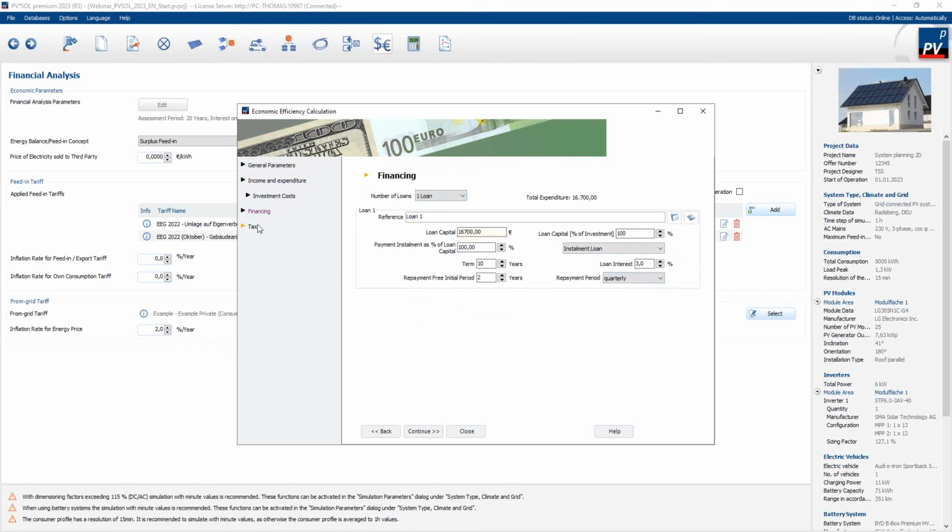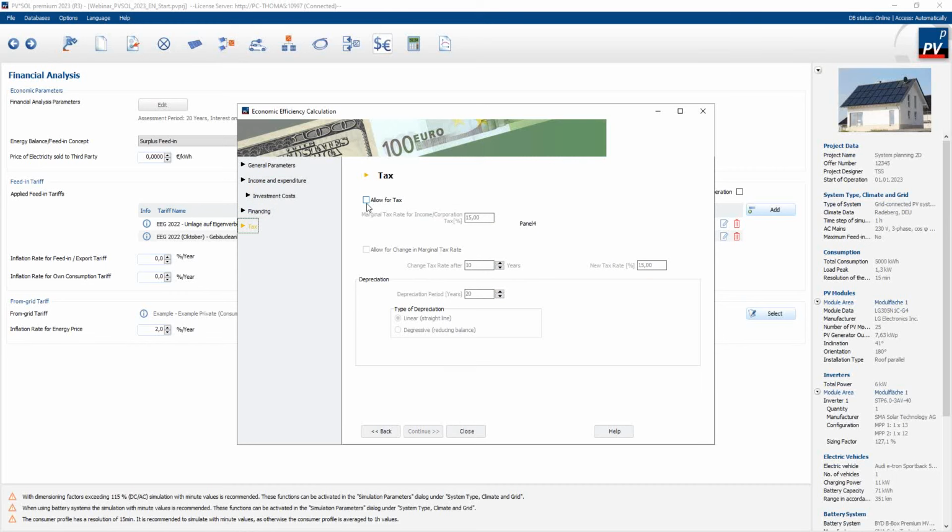And of course, you can also take into account tax. Therefore, you have to check allow for tax. It's also possible to take into account depreciation, linear as well as degressive. But we recommend asking a tax consultant about that. And this is the reason why we uncheck this option.